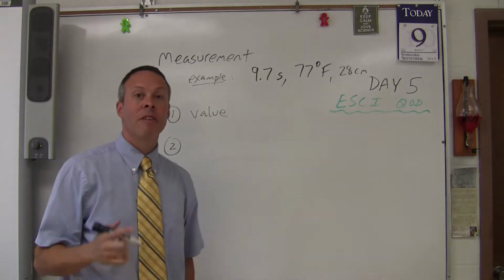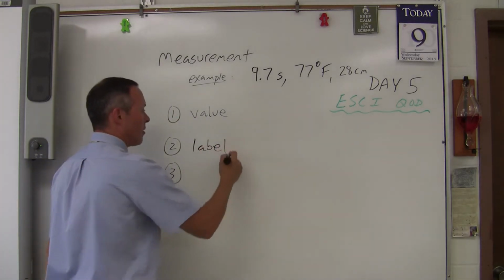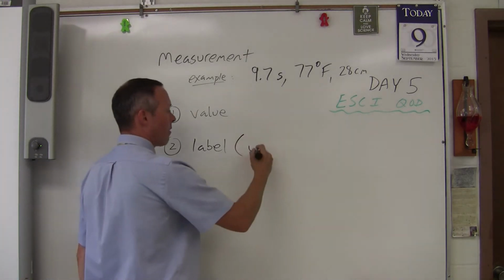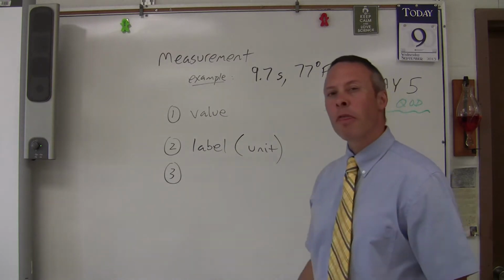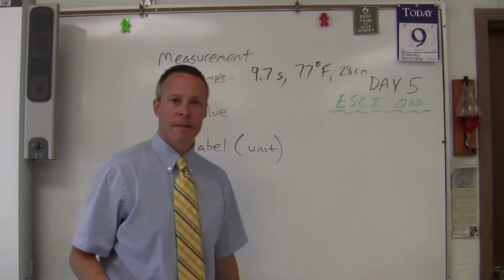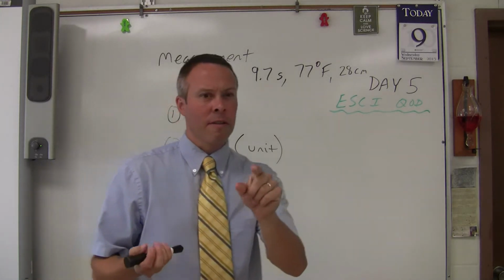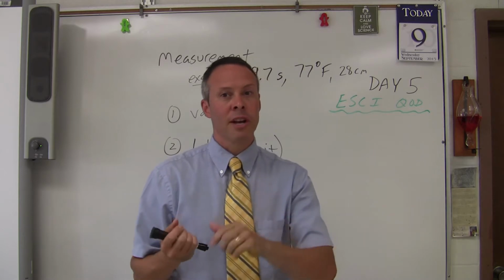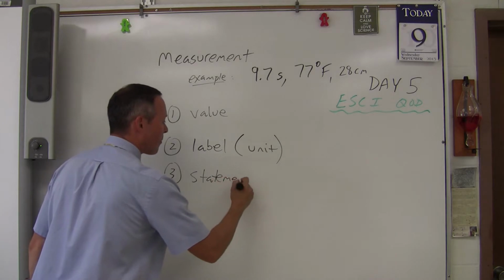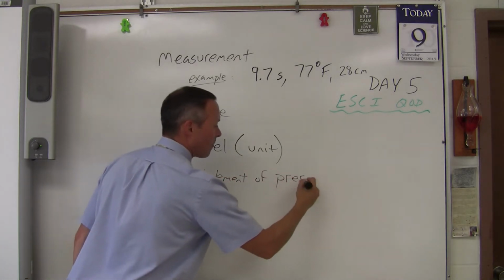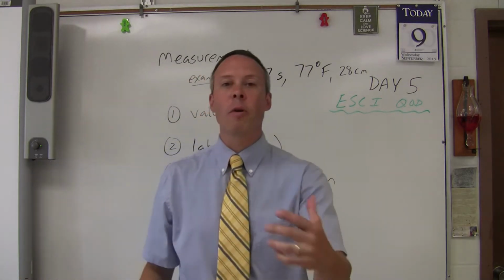What's the second thing that you see up here in the examples? Excellent. They have a label, or sometimes you call it a unit. What's the third thing that all measurements have? This one's going to be harder. I'll have to ask the sub to write in the notes if anybody came up with this one, because this is more challenging. All measurements have a statement of precision. They're telling you something about the instrument that recorded that measurement.